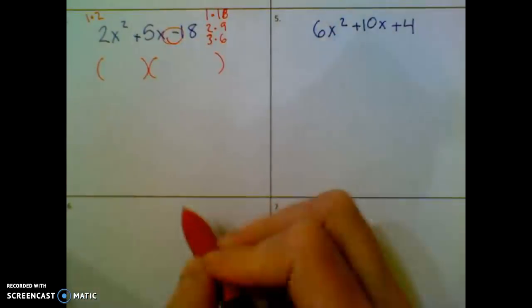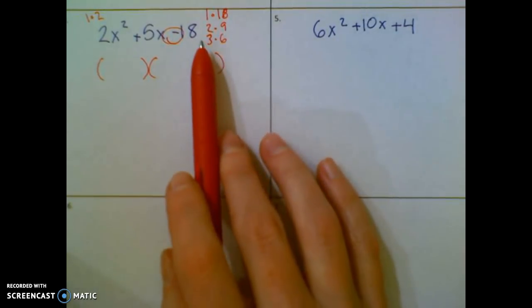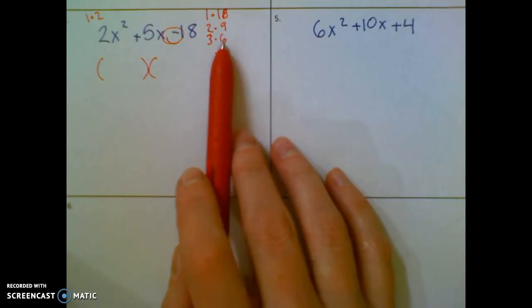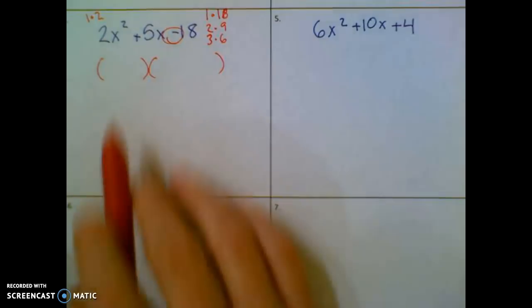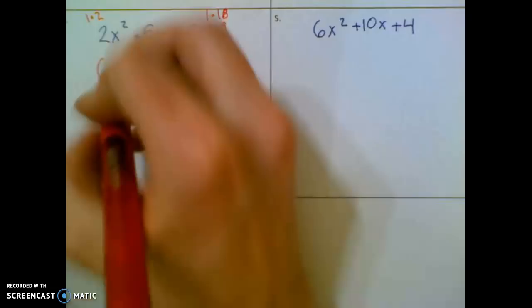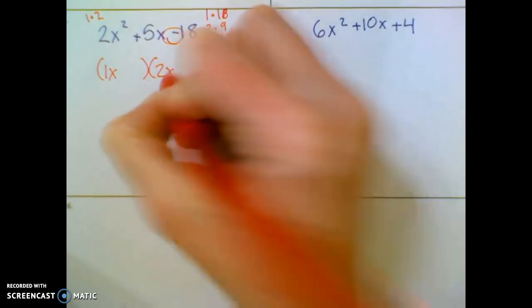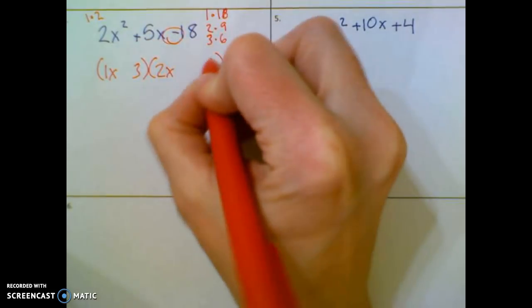Let's go ahead and make note that I do have a negative sign there, so I will have to have either a -3 and a +6 or a -6, +3, whatever. I'll have to have 1 negative, 1 positive. But the only way to make 2x squared is by having a 1x and a 2x, so I'm going to go ahead and put those guys in there. And let's just start at the bottom. Let's go ahead and go with 3 and 6.